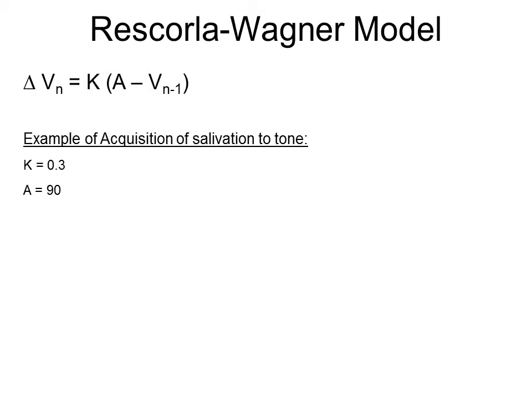So let's go through an example of acquisition and an example of extinction. So there is the mathematical model up in the upper left-hand corner. Delta Vn is equal to K times (A minus Vn-1). So let's keep this simple, and let's say we're trying to teach a dog to salivate to a tone, Pavlov's model.